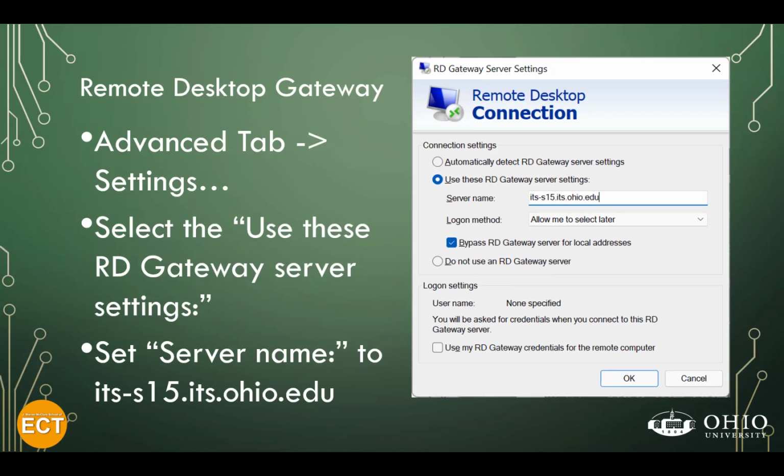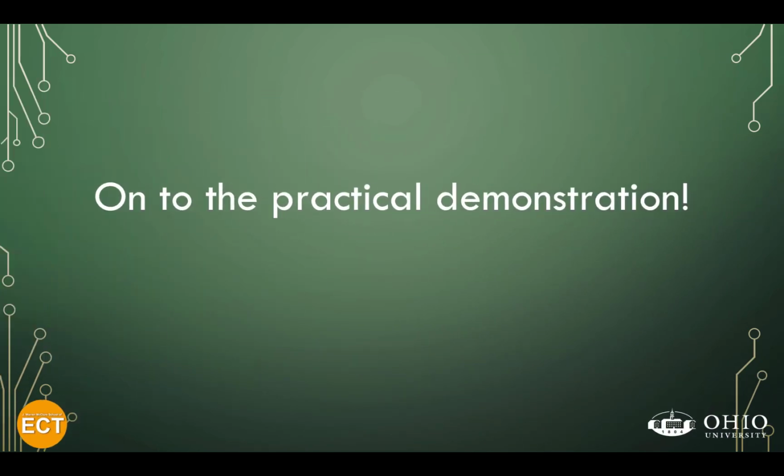And you can see in the picture here, I've clicked on the second radio button, use these RD gateway server settings, and I filled in our RD server name. So its-s15.its.ohio.edu, which I put in the bottom bullet point, is there. And that's our RD gateway server. And when we use this, it will prompt you for your Ohio username and password to connect to the gateway, and then it will fill in the ITSVM password as it passes on through. So we'll go on along and I'll do a demonstration so that you can see what's going on.